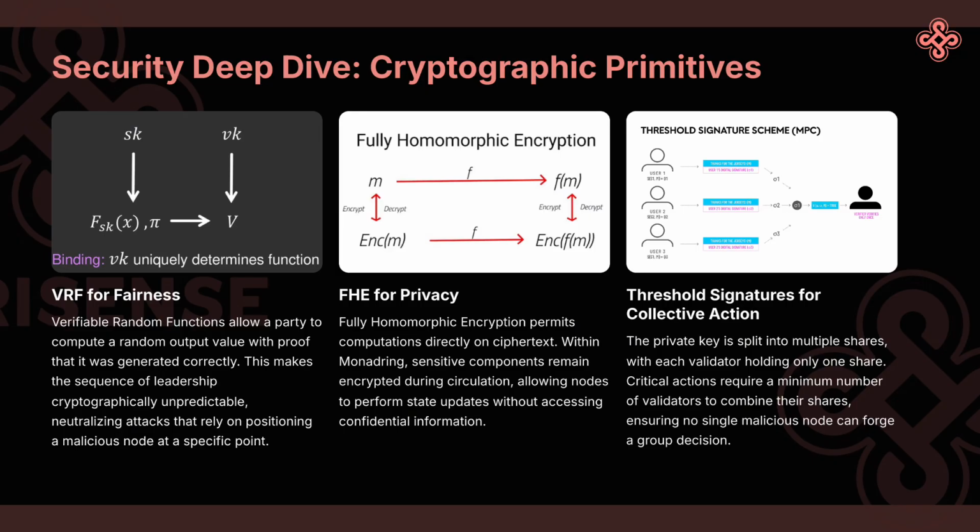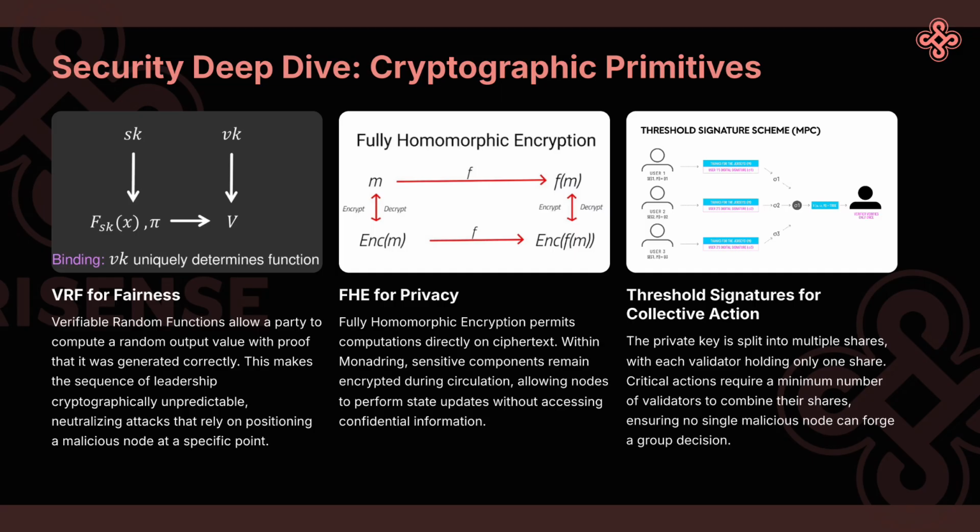For the realm of collective decision-making and action security within the subnet, Monadring employs a threshold signature scheme. Initially, during the subnet setup, validators undergo a distributed key generation process, producing a collective public key while the private key is divided into numerous shares, with each validator possessing only one. This structure ensures that no single entity controls the entire private key.